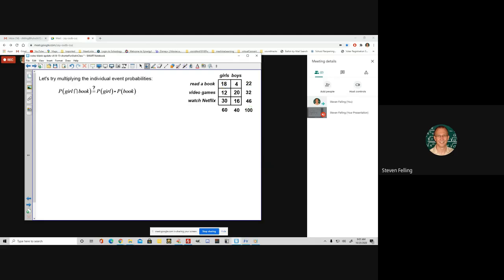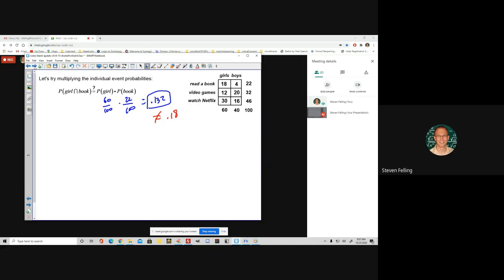Okay, so let's just try that. What would happen if we just multiplied the probabilities? So the probability of a girl here would be 60 out of 100 people are girls, and 22 out of 100 people read a book. If you multiply those two things together, 60 out of 100 times 22 out of 100, that gives you 0.132, or 13.2%. But that does not match what we know to be true. In the previous screen, we know that the actual probability is 18%. So why did that not work?